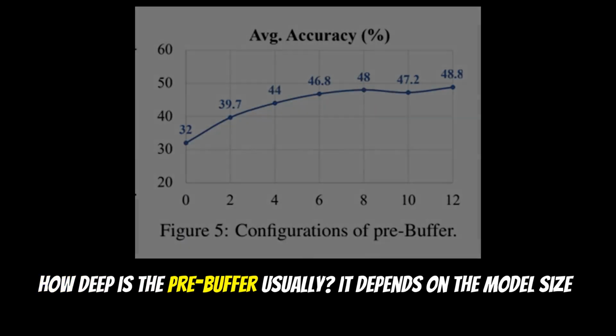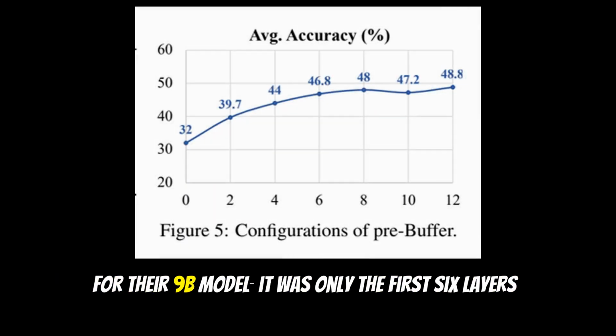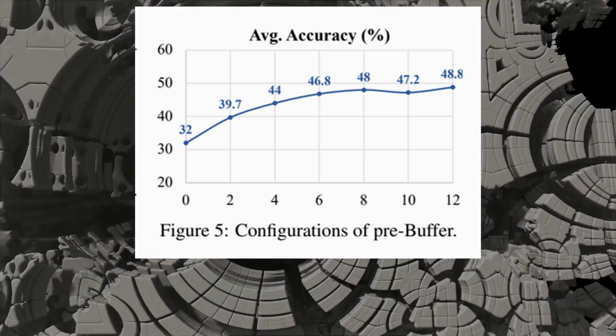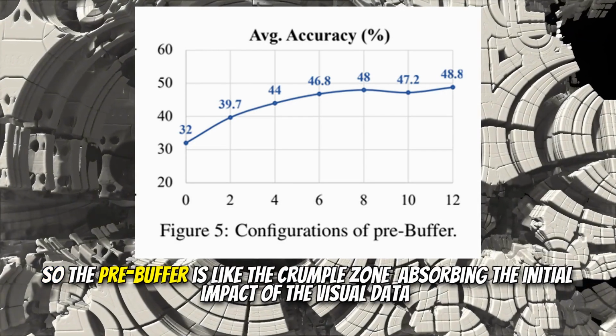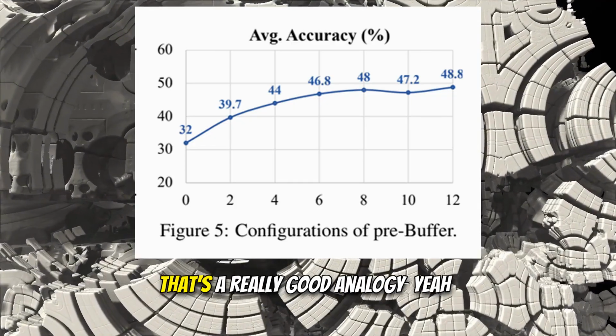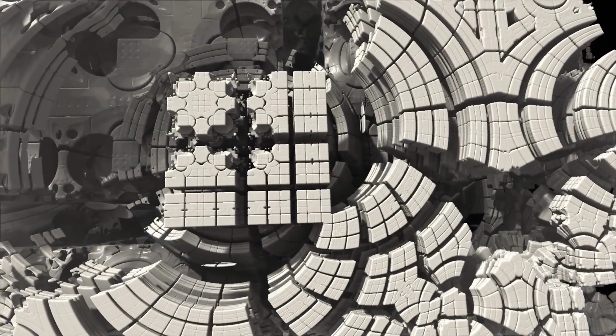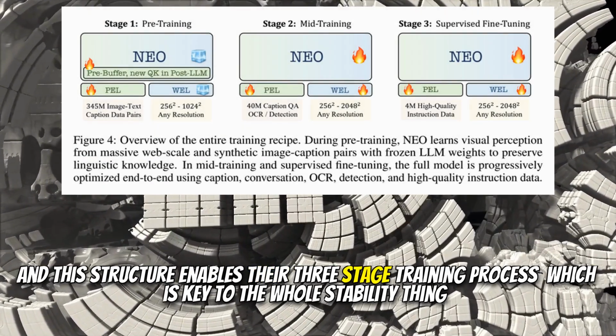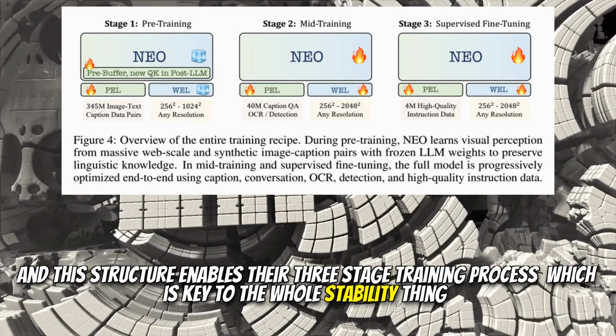How deep is the pre-buffer usually? It depends on the model size. For their 9B model, it was only the first 6 layers. For the 2.2B, it was 12. So the pre-buffer is like the crumple zone, absorbing the initial impact of the visual data. That's a really good analogy, yeah. And this structure enables their 3-stage training process, which is key to the whole stability thing.